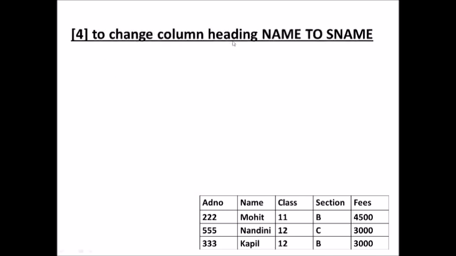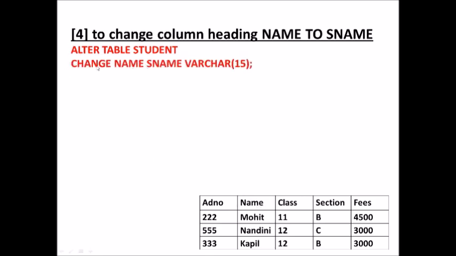Next is if you want to change the column heading name to S name. This is the name column and you want to change the name to S name. Your command will be alter table student change. This is the old name. First you write old name, then the new name, and then the specification of the column, that is varchar 15.